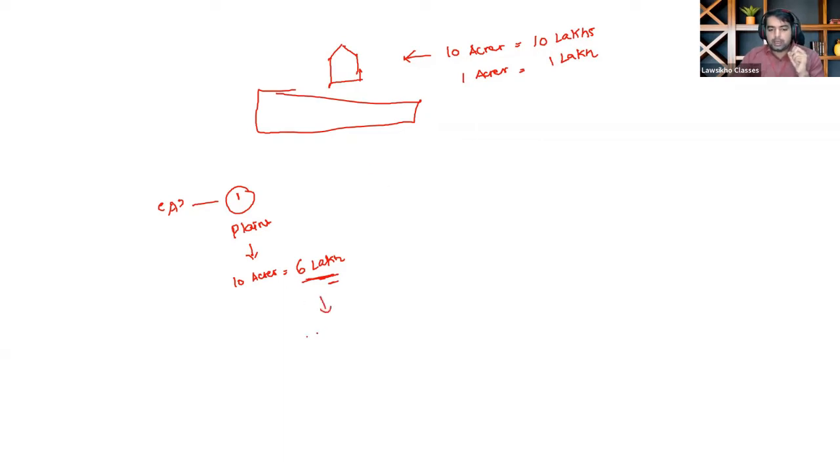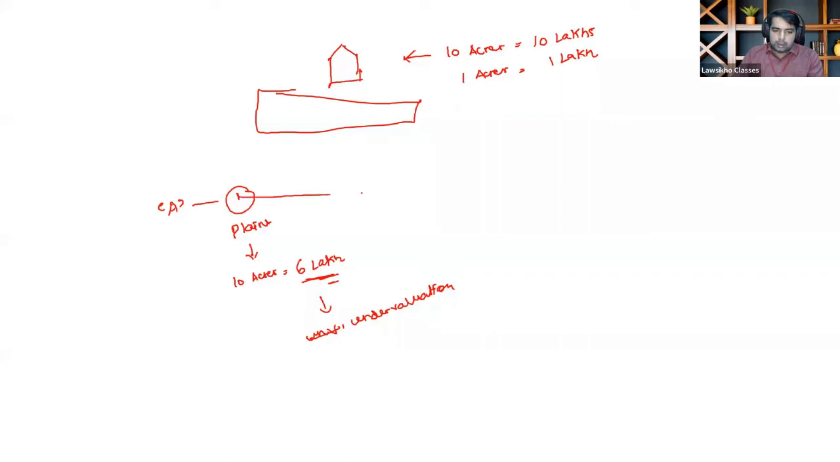So here what is A doing? A is basically undervaluing the claim. He is purposely undervaluing so that court fees is saved. The larger the subject matter valuation, the larger the court fees. So he purposely undervalues this claim. He says that this 10 acres is of 6 lakhs. Fine. Now what happens here?